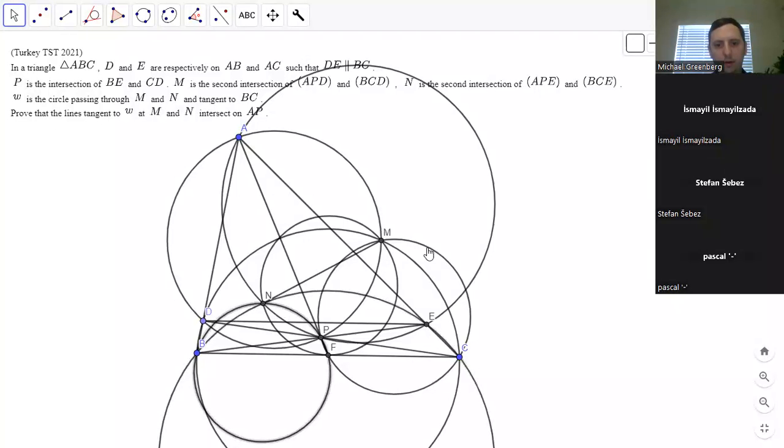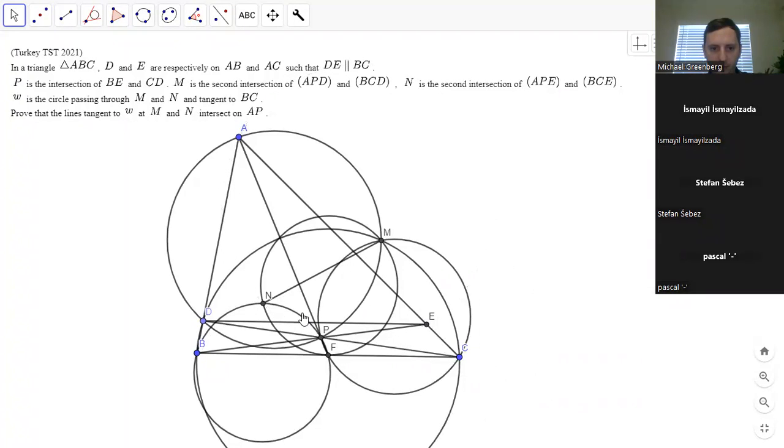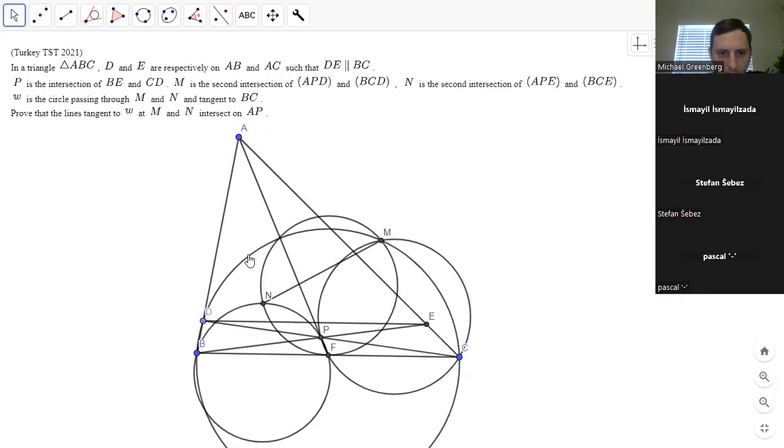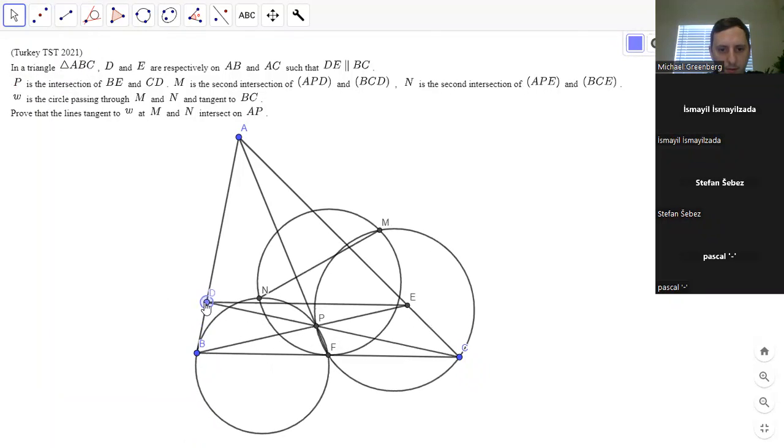So yeah, this is cyclic. I think it's best to erase circles BCEN, and circles APE and APD. There's APE. And also the circle BDC. That is because we can define M and N apart from points D and E. So we can basically erase D and E. And define points M and N independently of them. We just need point P.